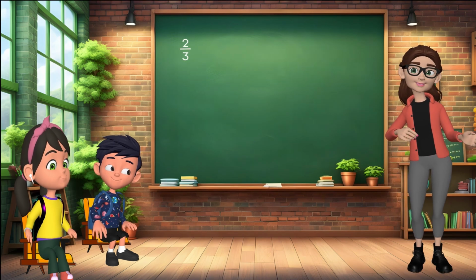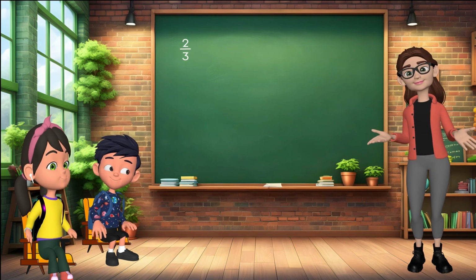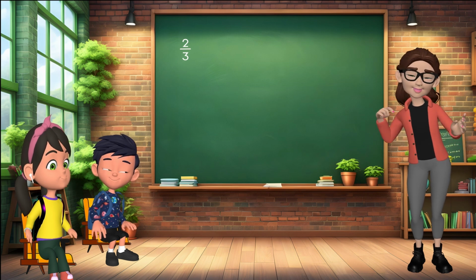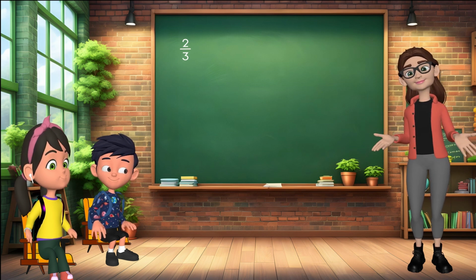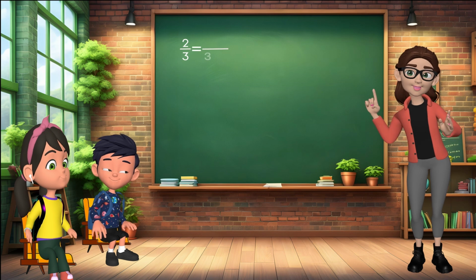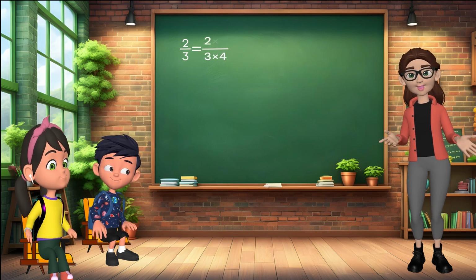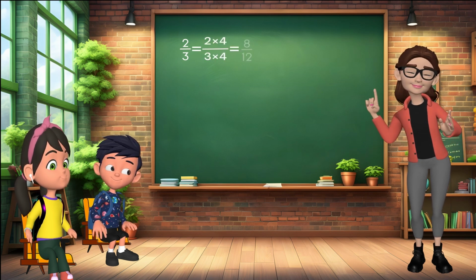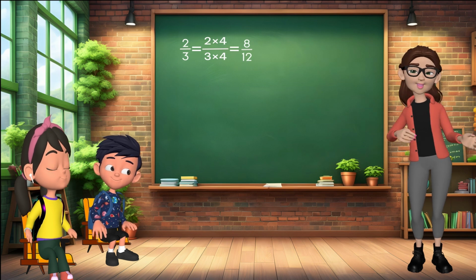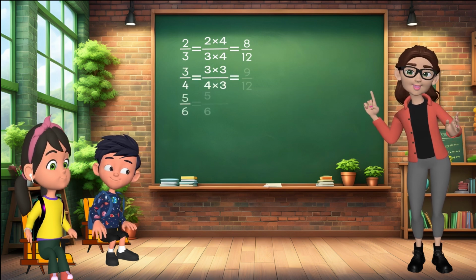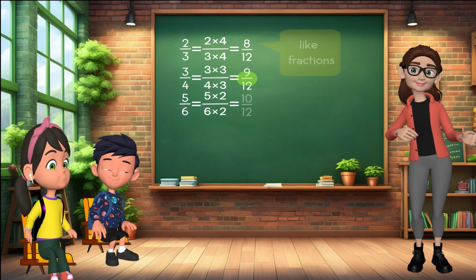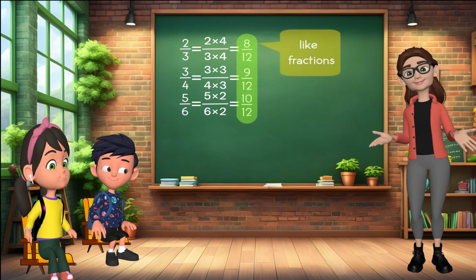In the first fraction, the denominator is 3. If we want to make it 12, we need to multiply it by 4. So, multiplying both the numerator and denominator by 4, we get 8/12. Similarly, for 3/4, we get 9/12, and for 5/6, we get 10/12. All these are now like fractions.